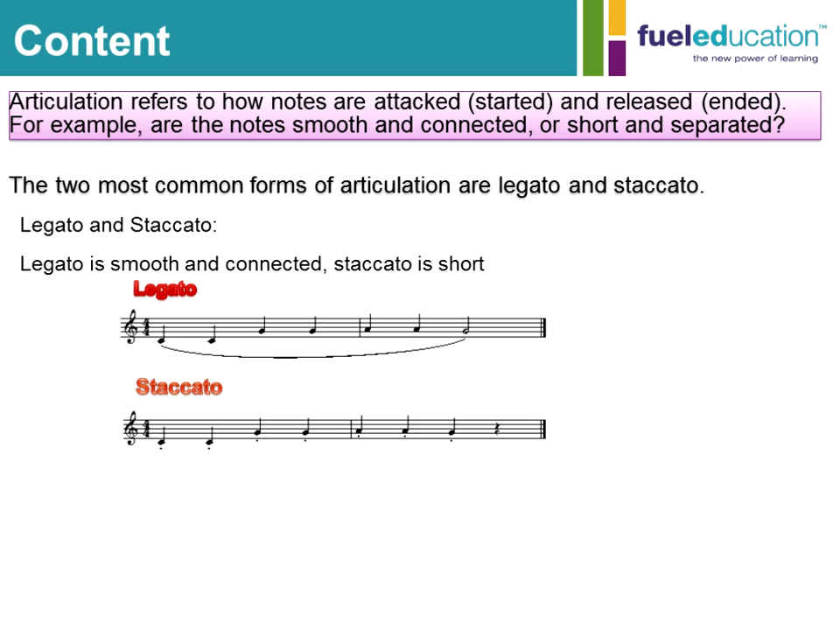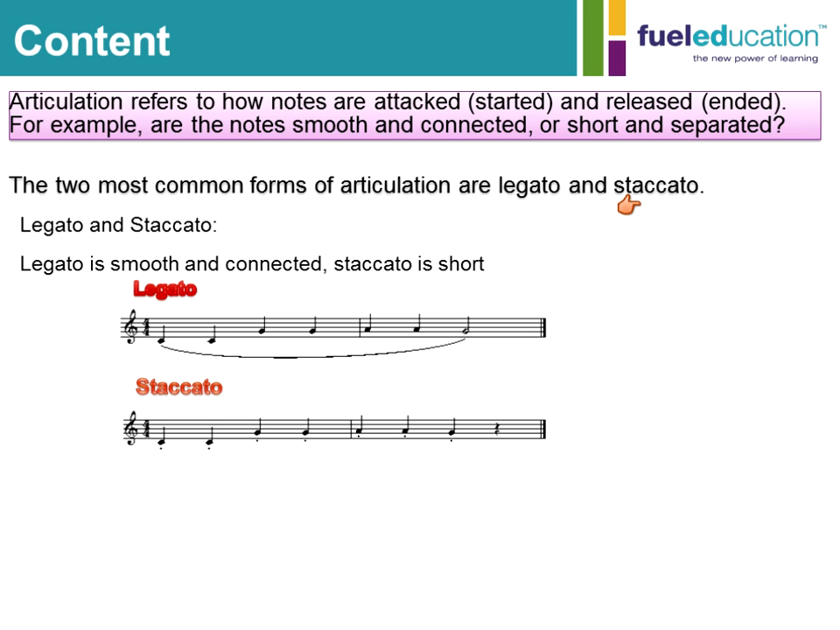We're going to start off with articulations. Those refer to how notes are attacked, whether they are short or long, started and released, ended. For example, are the notes smooth and connected or short and separated? The two most common forms of articulation are legato and staccato, and we have examples of these two.